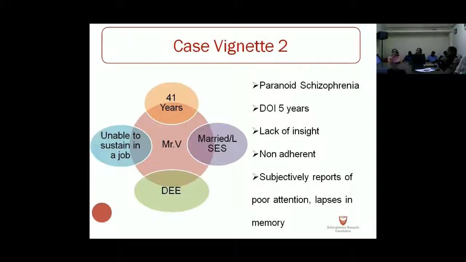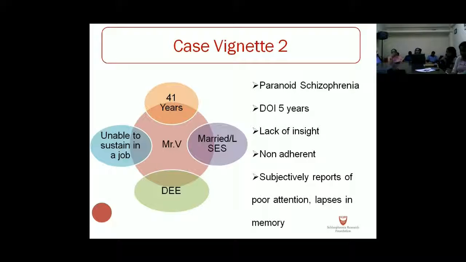So, moving on to case 2. This is Mr. B, who is from a rural background. He is the only breadwinner in the family. He has 2 children. He studied up to a diploma in electrical engineering, and he was diagnosed with paranoid schizophrenia with 5 years duration of illness.